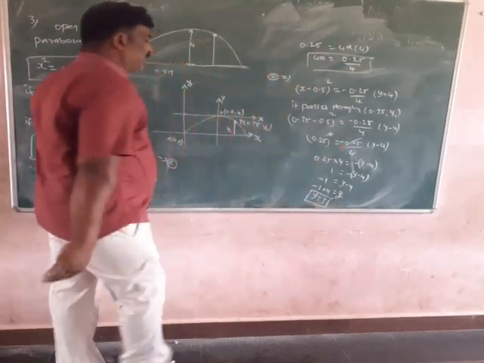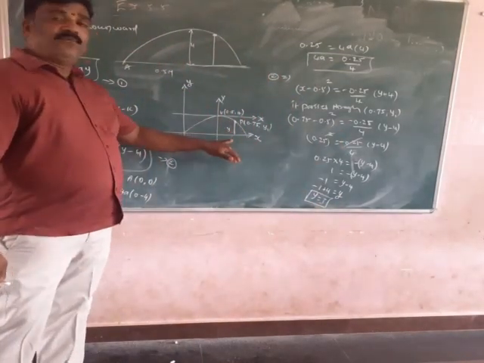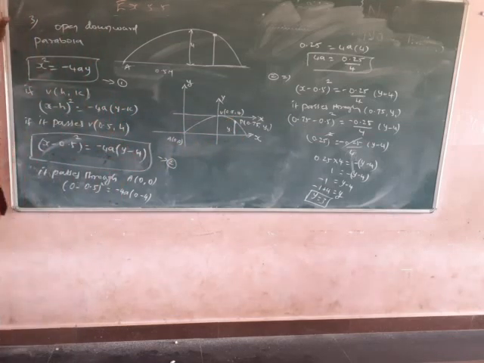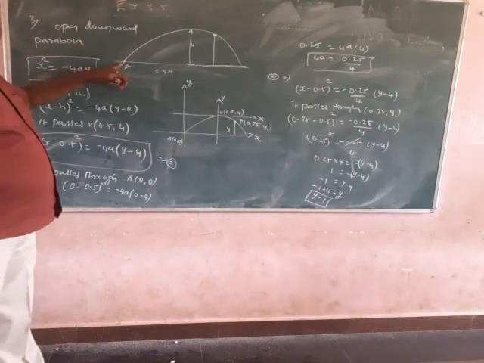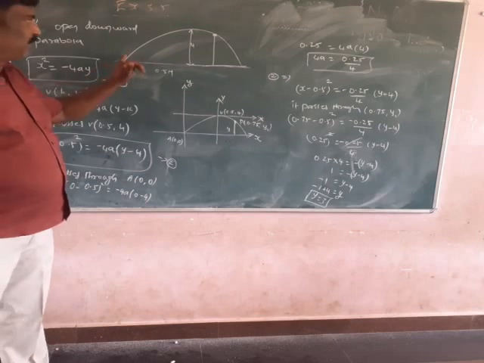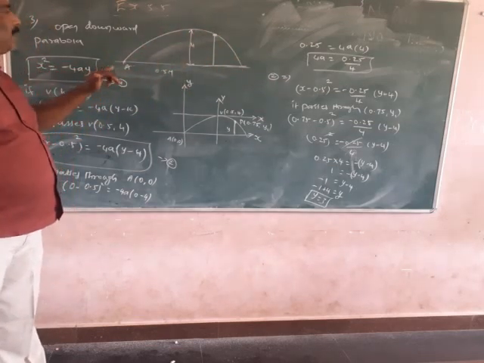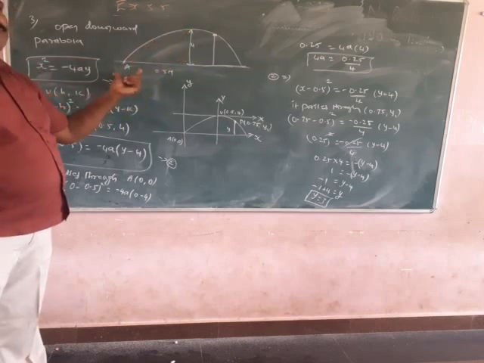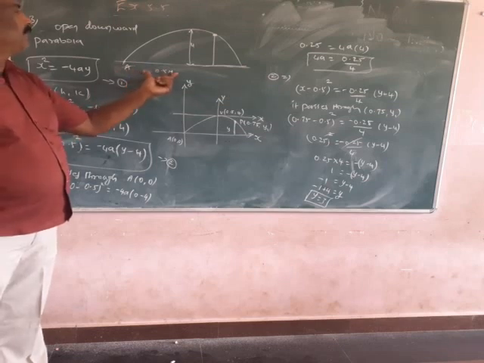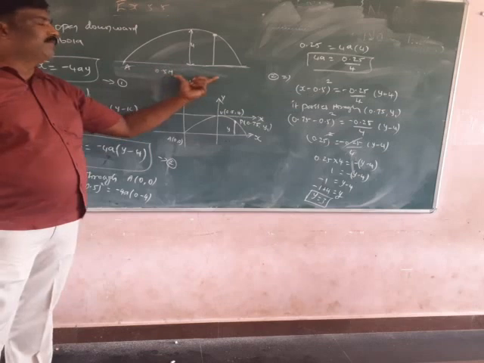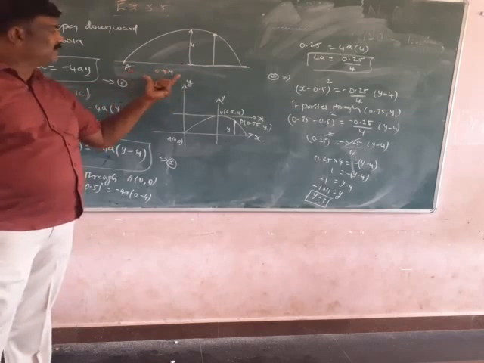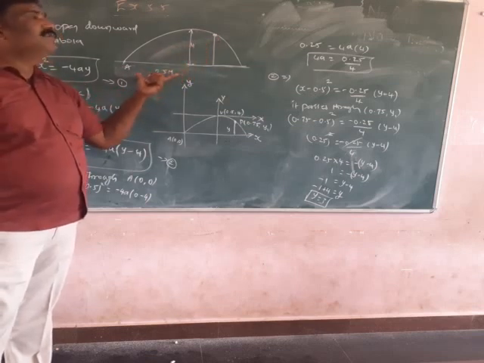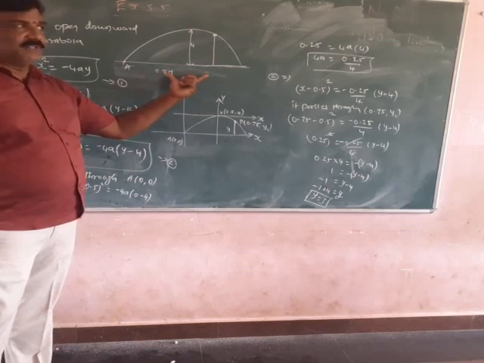Y equals 3 meters. That is the height of the water flow at the distance 0.75 meters is 3 meters. So reading again: the water flow is an open downward parabola, with a height of 4 meters at 0.5 meters from the starting point. Here we need to find the height of the water at 0.75 meters from the starting point. Do you understand that?